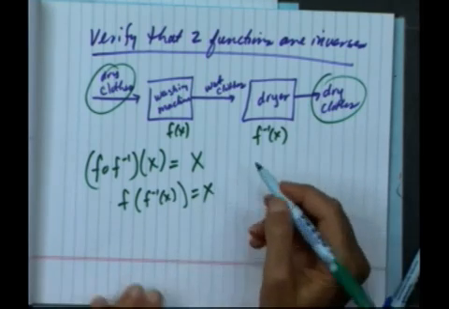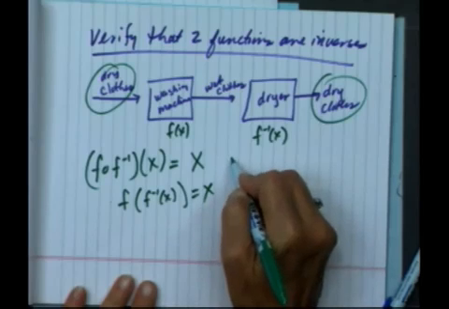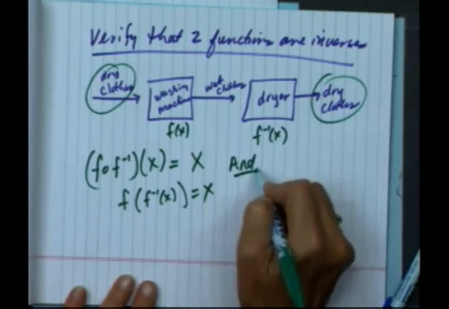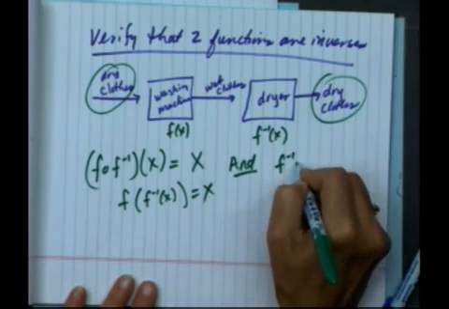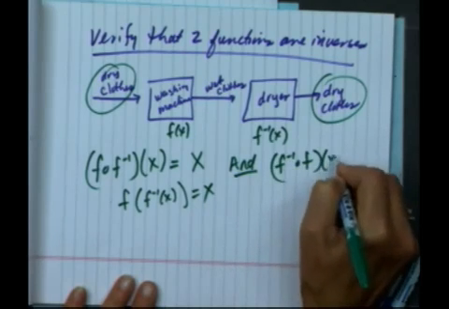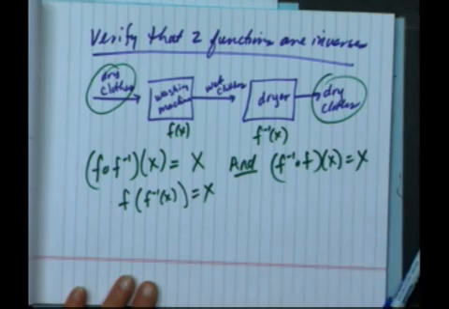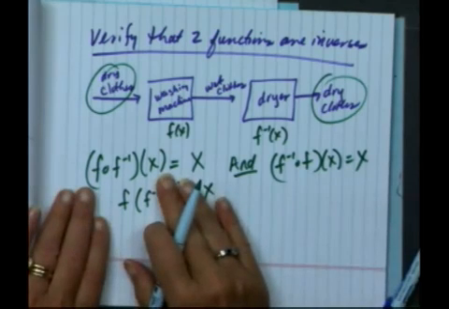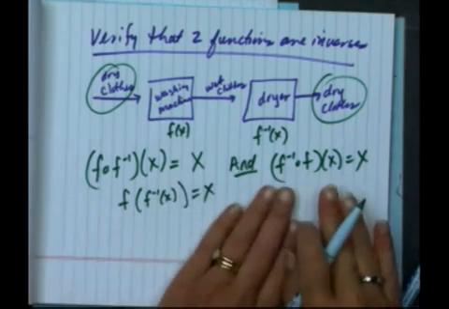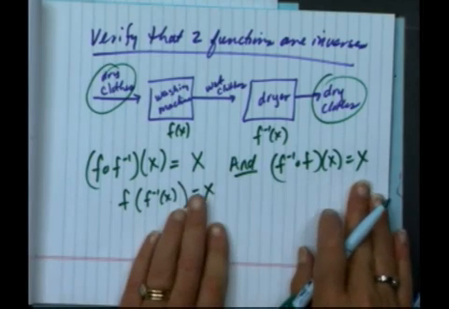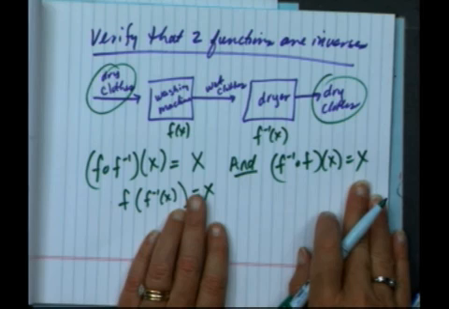There's one more step to that. Both of these have to be true, that you can form the composition either direction, and you get back x. One way is not sufficient to verify. You have to show both directions. When you form the composition, you get back x.